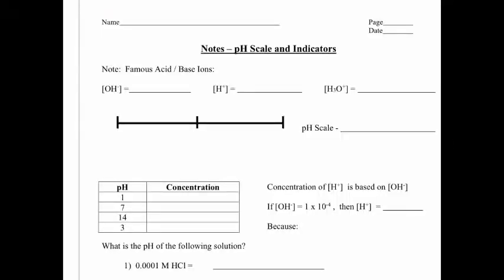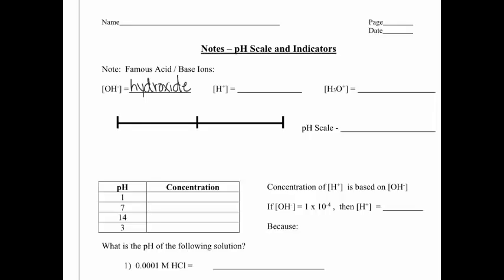We're going to continue our discussion on acids and bases today, talking more specifically about the pH scale and how we use indicators to predict pH. The first thing I just want to note is that there are certain ions that are associated with acids and bases. The OH minus ion is typically associated with bases, and that one is called the hydroxide ion, as you may recall when we went over Table E.